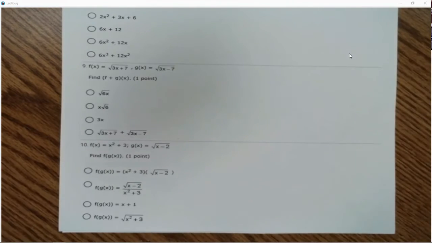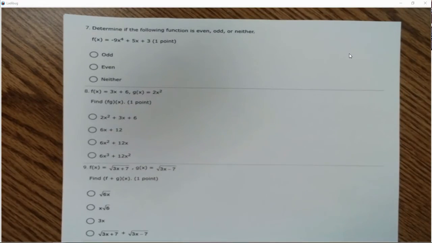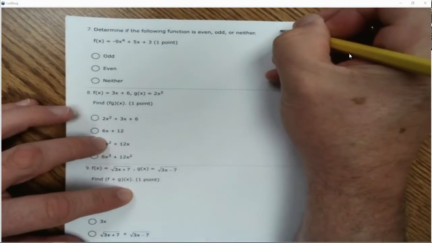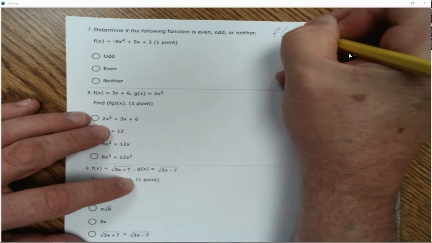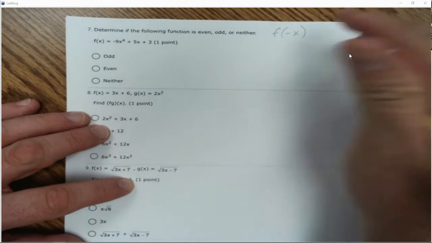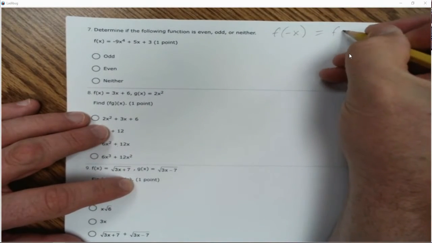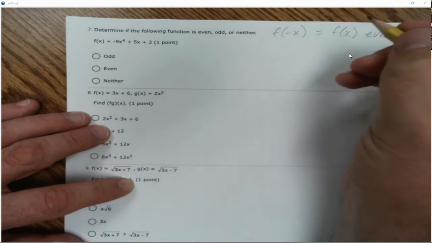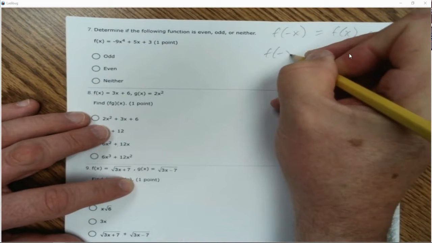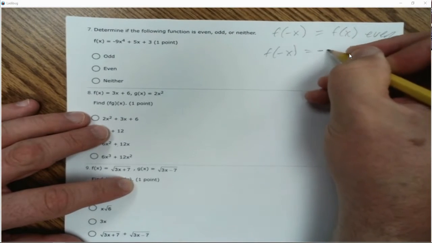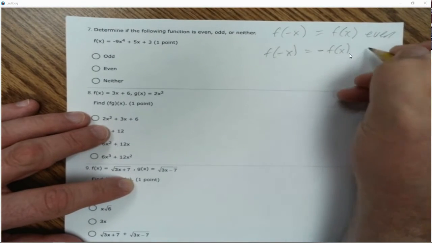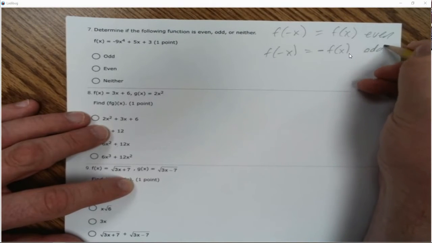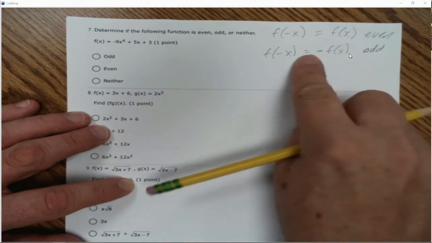All right. Number 7. Determine if the following function is even, odd, or neither. Well, remember, the way we do that is we take and we substitute negative x into the function. And if it equals the same thing it started with, then that's even. If we substitute negative x in there and it ends up the opposite of the original, which means every sign would be totally reversed, then it's odd. And if it ends up with something else, then it's neither.